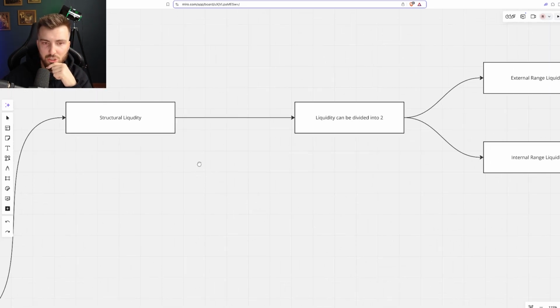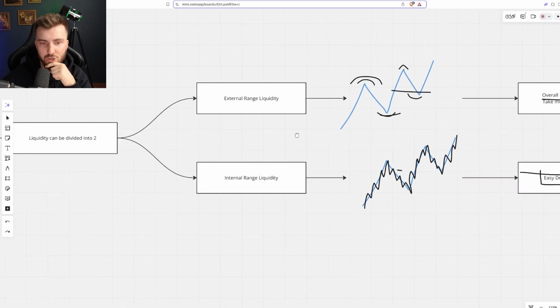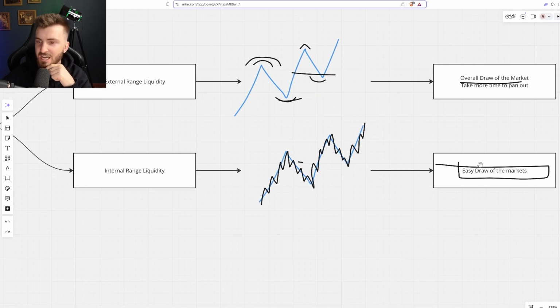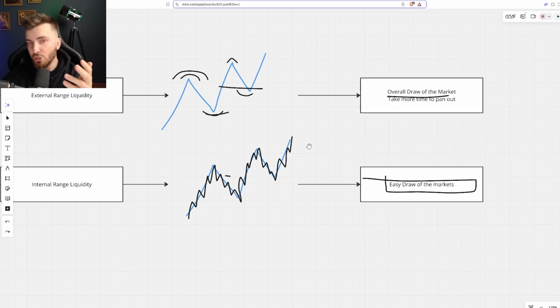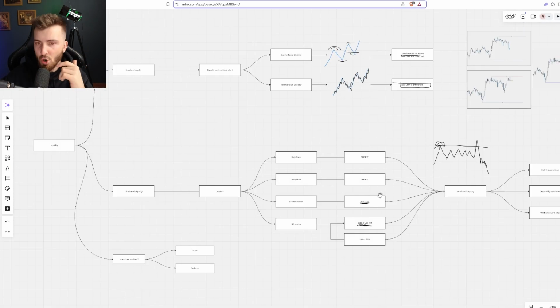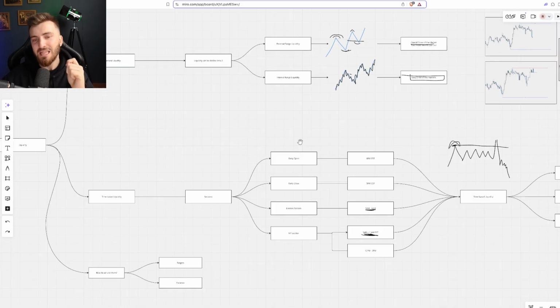Right? So structural liquidity can be divided into two: external range liquidity and internal range liquidity. Just understand that mostly you want to target internal range liquidity because those are easy targets, while if you want to go for bigger risk to reward, you target external range liquidity. But personally, I do not think it's worth it. External range liquidity is one of the reasons why so many people are unprofitable. So with that being said, that is liquidity for you all. Now let's dive deeper. Let's dive into market maker models and then go into the entries.